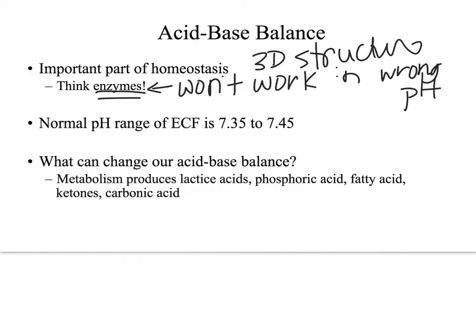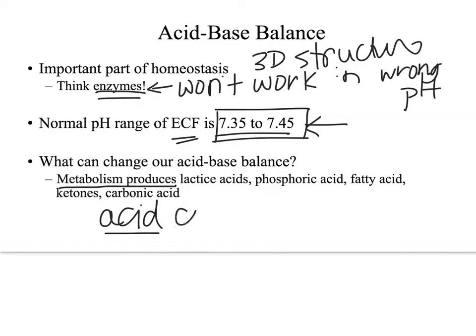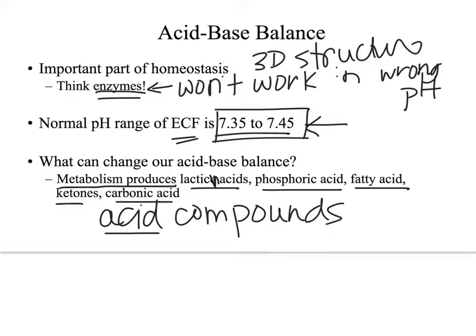All right, now the pH range that we normally function in for extracellular fluids and blood is normally 7.35 to 7.45. So there's a very, very narrow window where everything is okay. Our metabolism tends to produce acidic compounds. Okay, so things like lactic acid, phosphoric acid, fatty acid, ketones, carbonic acid. So we tend to make acidic compounds and our body tends to become more acidic. So we're always struggling to bring it back to this range.